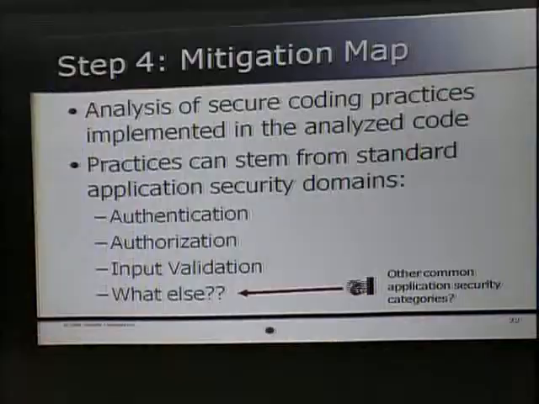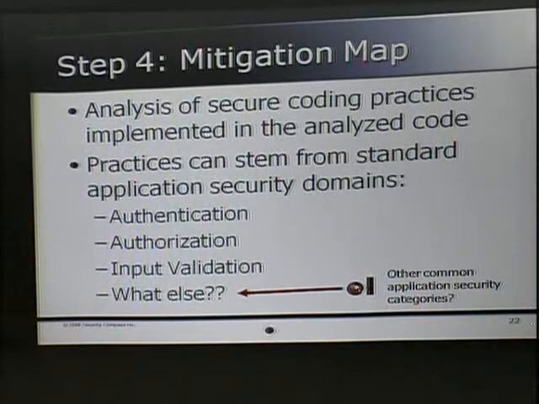So from this, we can now start the next step, which is what we call a mitigation map. Now that we have all of our code fragments or code classes mapped out for a particular use case, we can now study these 5 or 6 or 7 classes for this use case and try to analyze what kind of secure coding practices are involved in these particular pieces of code. These practices, of course, would stem from standard application security domains. So we saw, for example, there was a command class, what is common between this design pattern, and it was doing input validation, for example.